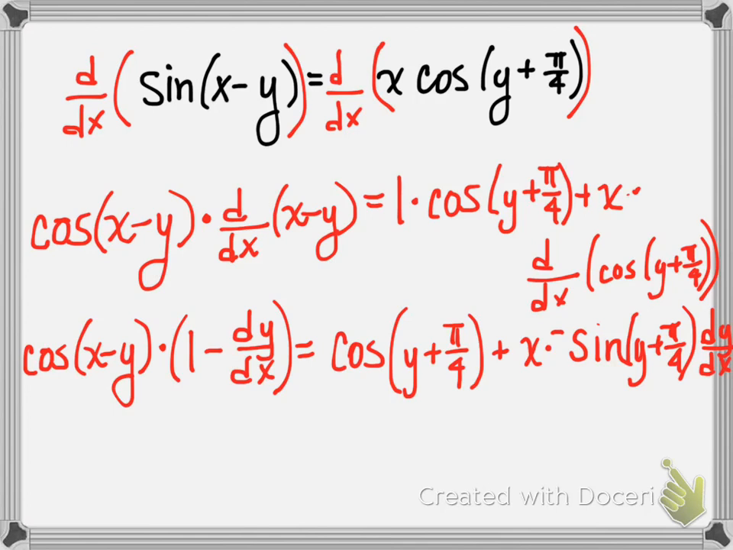Now, what we're trying to do is find what dy/dx is when we're at the point pi over 4. So I could go ahead and solve for dy/dx, get all my dy/dx terms on one side, everything else on the other side, and then solve for dy/dx. But that's unnecessary. Right now, I can go ahead and input x equals pi over 4, y equals pi over 4. So I'm going to input the point pi over 4, and in doing so, I can get a simpler equation to solve for dy/dx. So I'm going to go ahead and do that.